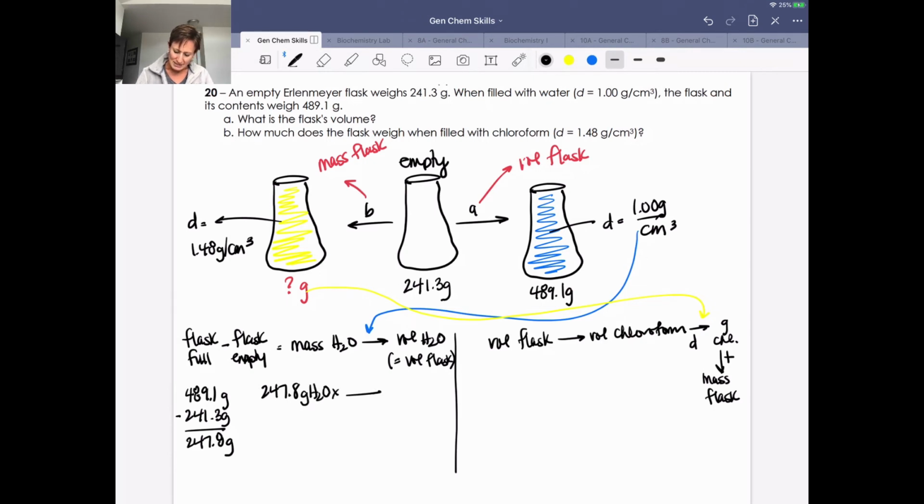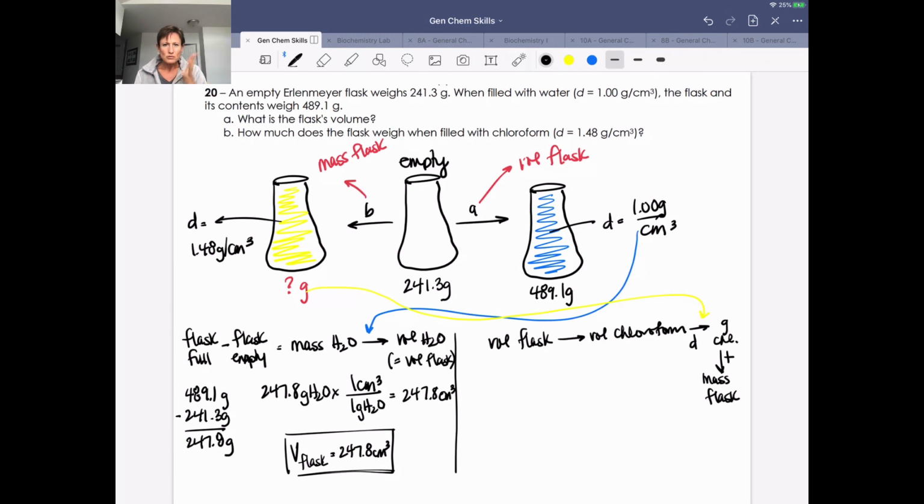Now I'm going to use the density, which tells me that 1 gram of water is 1 cubic centimeter. And mathematically, we really didn't do anything different here. This just tells me that I'm going to have 247.8 cubic centimeters of water, which is going to be the same as the volume of the flask. So for this problem, the volume of the flask, which is equal to the volume of the water, is 247.8 cubic centimeters. All right, so that's part A.